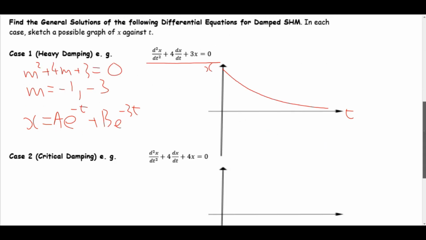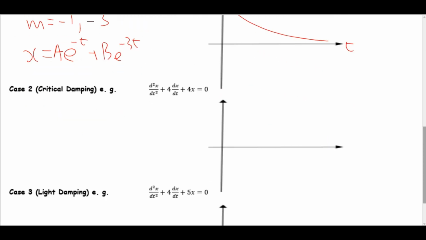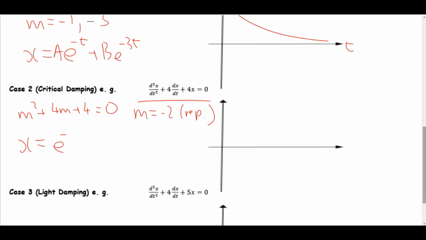There is a second case which is known as critical damping. So again, here is my differential equation. It's almost the same as before, just one number different. Let's see what happens if we solve this. This is going to have an auxiliary equation of m squared plus 4m plus 4 is 0, and this has repeated roots, so m is minus 2. The general solution of this is therefore x is e to the minus 2t times a linear function, At plus B.